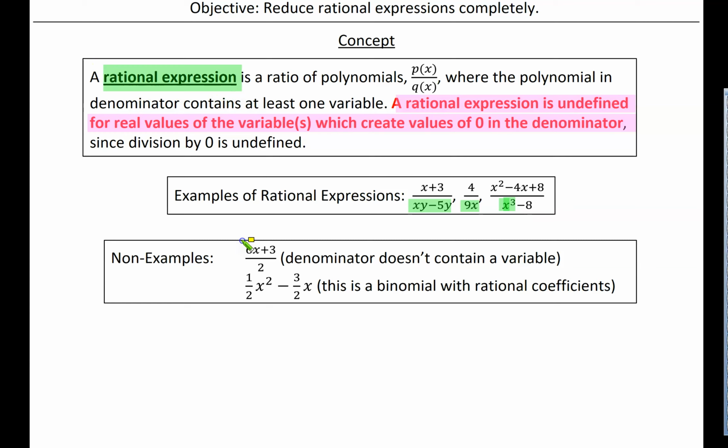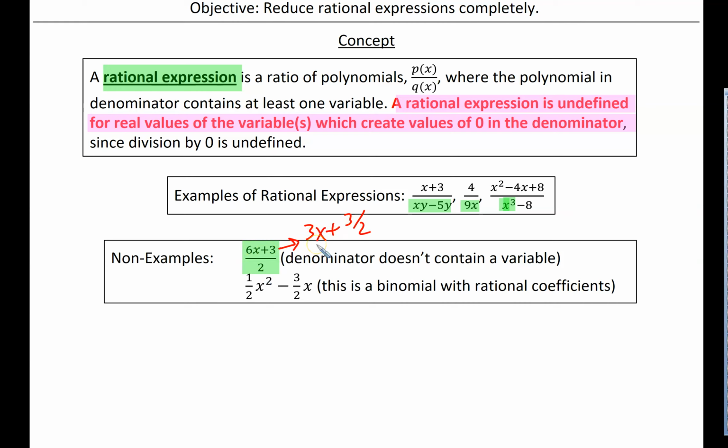And so here, although this is written as a ratio or a fraction, the 2 in the denominator doesn't involve a variable, so that's not a rational expression. That's actually a polynomial in a ratio form. If we divide both of these terms by 2, we get 3x plus 3 halves.